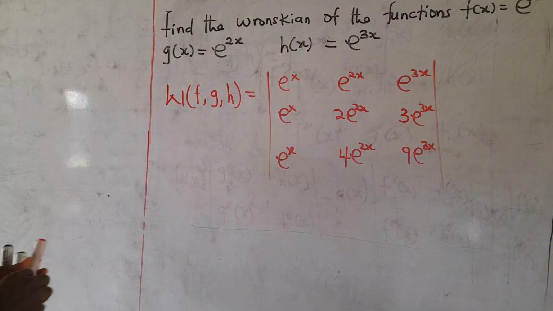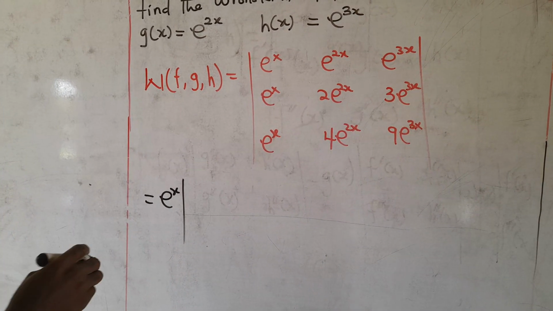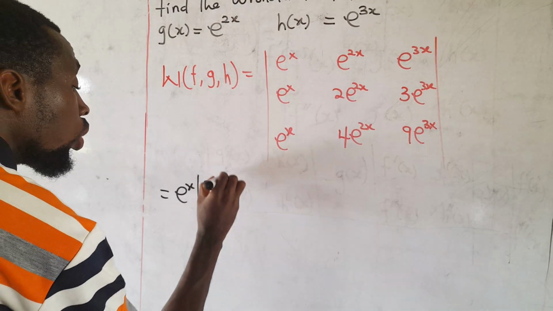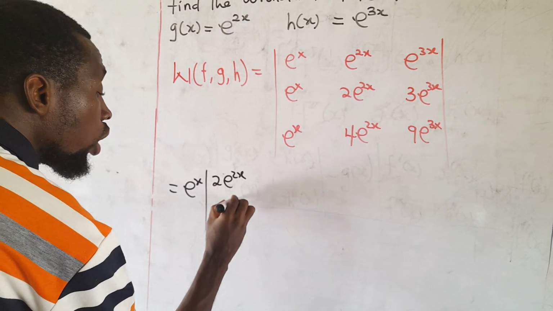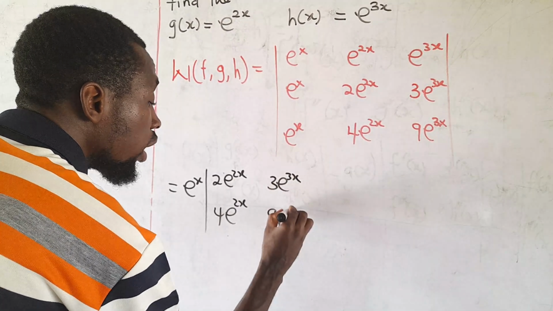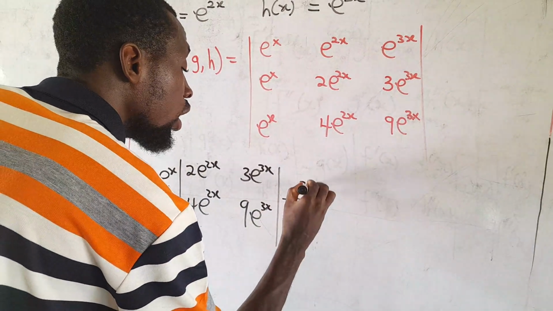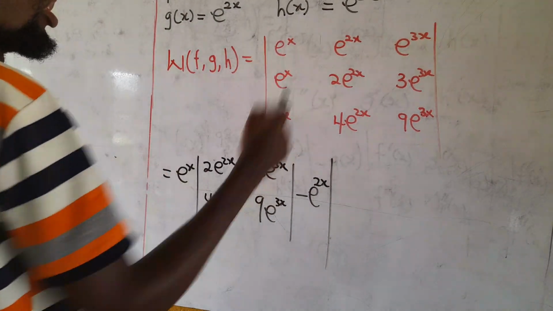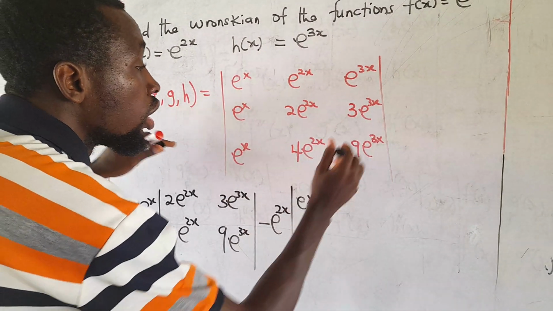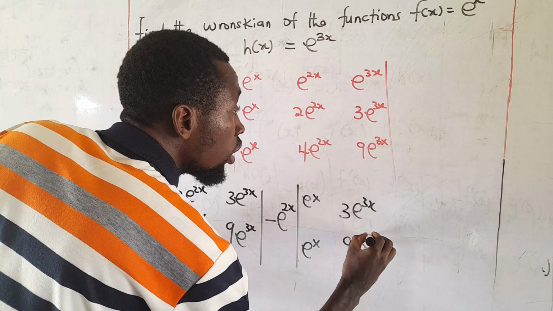Now what will be the determinant? The determinant will be e exponent x, the determinant of what is not under the e exponent x. And that's 2 e exponent 2x, 4 e exponent 2x, 3 e exponent 3x, then 9 e exponent 3x, minus e exponent 2x, the determinant of what is not under this e exponent 2x. That's e exponent x, then 3 e exponent 3x, then 9 e exponent 3x.